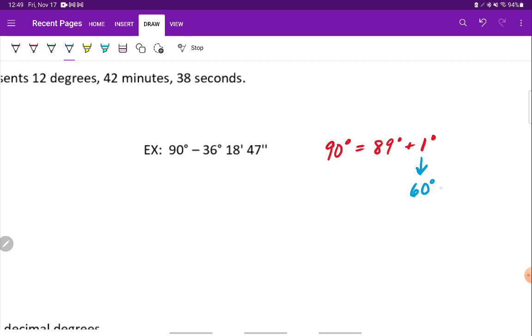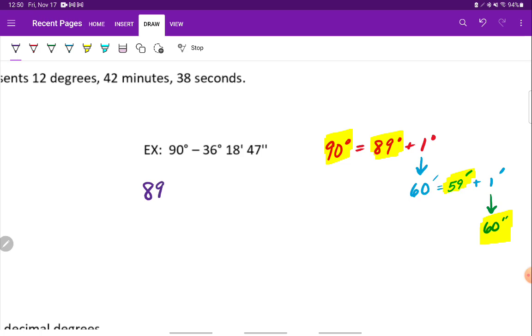Well, I could think of that 60 minutes as 59 minutes plus 1 minute. And then this 1 minute can be rewritten as 60 of its own seconds. So 90 degrees is equal to 89 degrees, 59 minutes, and 60 seconds. That's the way we want to rewrite 90 degrees, so we have numbers in each of the categories, and then we can perform the subtraction.